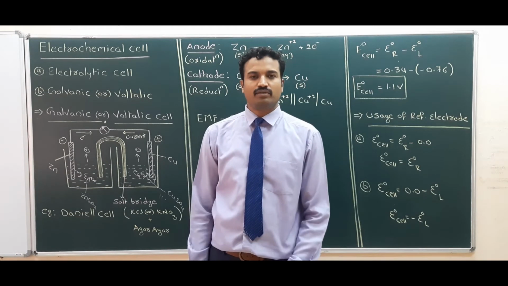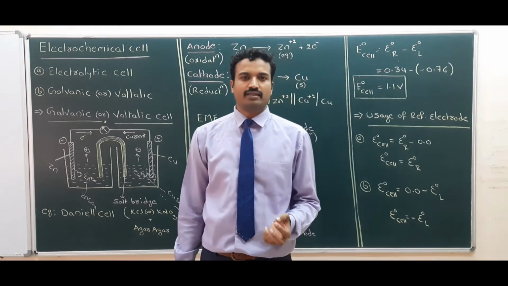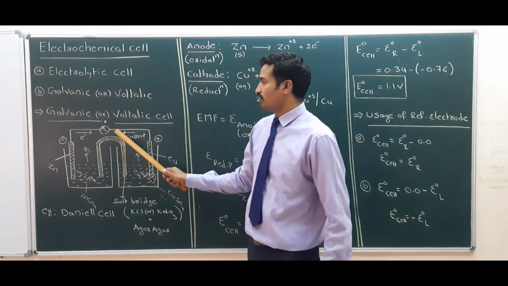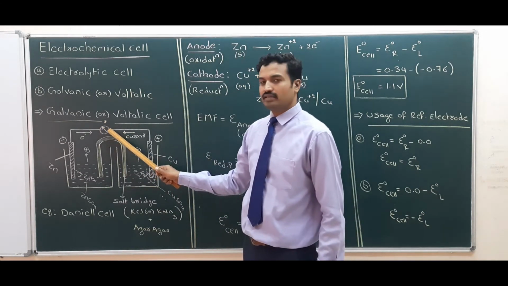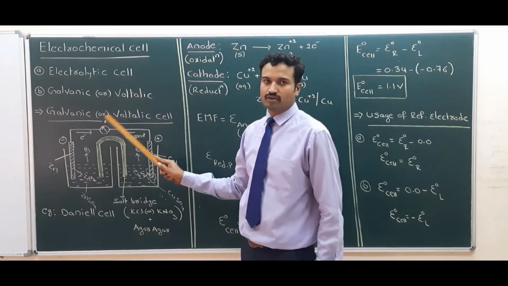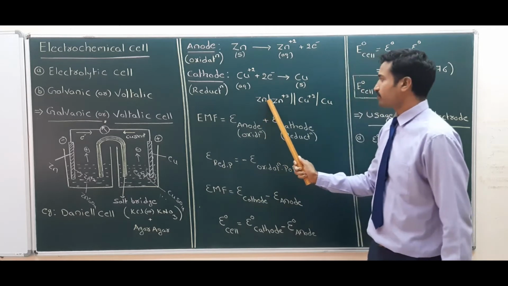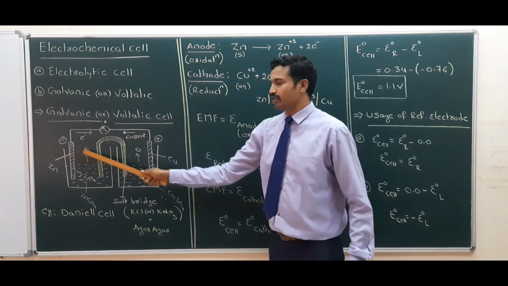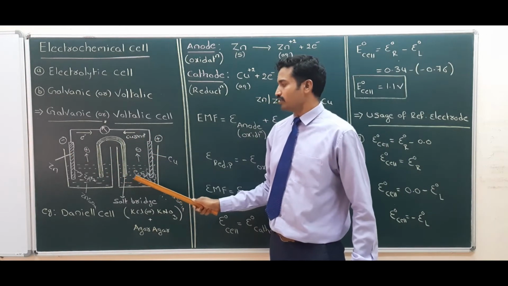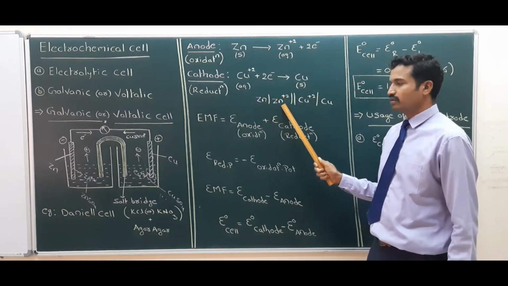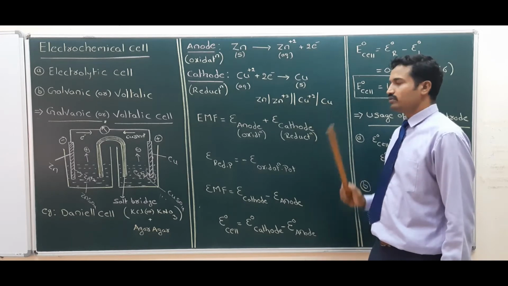We discussed electrode potential and standard electrode potential. Now let us discuss how much electricity is generated here, that is the EMF, electromotive force. Using the cell notation, Zn is converted into Zn plus 2, oxidation, and Cu plus 2 is converted into Cu, reduction.